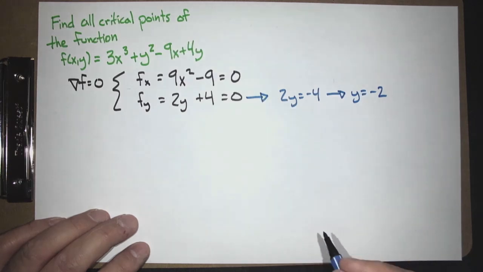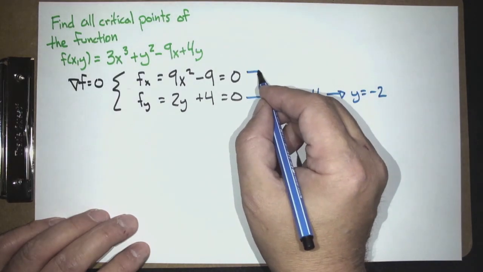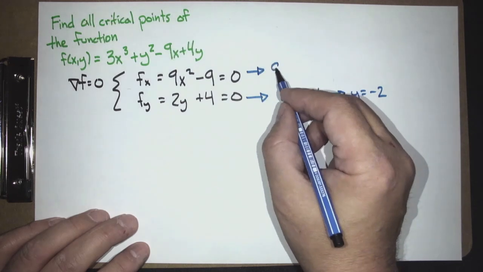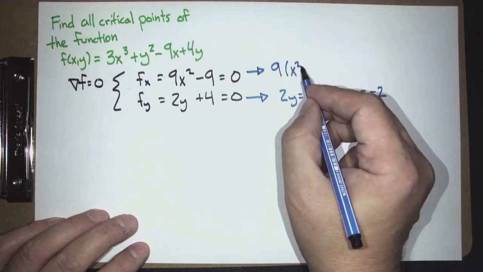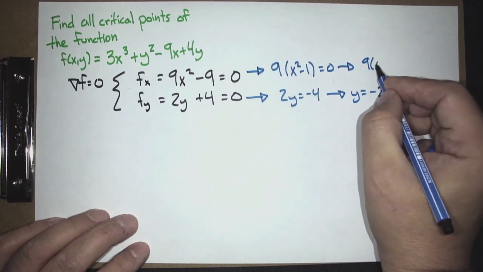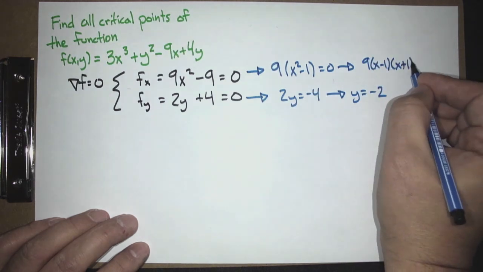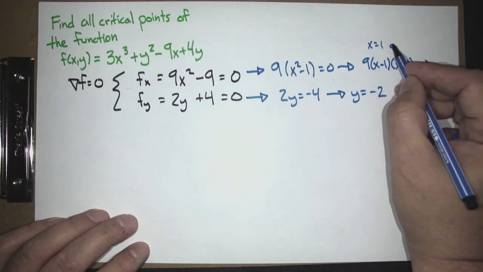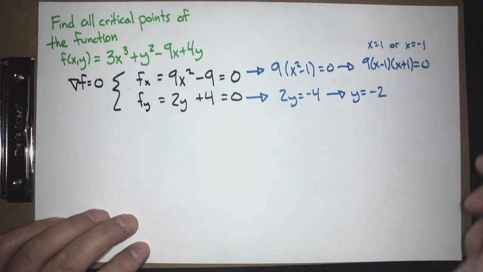How about this other equation? 9x squared minus 9 equals 0. Okay, you could factor out a 9. Then you can, of course, factor that into x minus 1, x plus 1. There's lots of ways to see this, which leaves you with either x equals 1 or x equals negative 1.